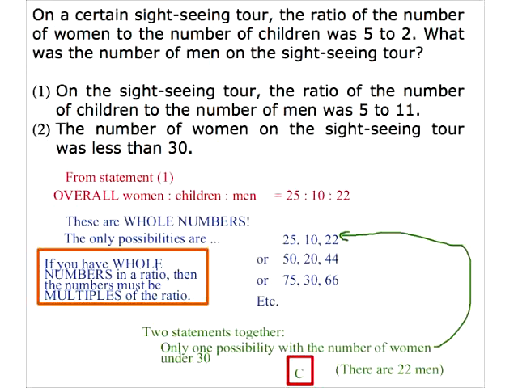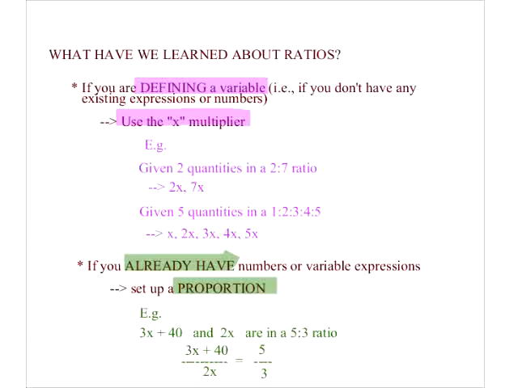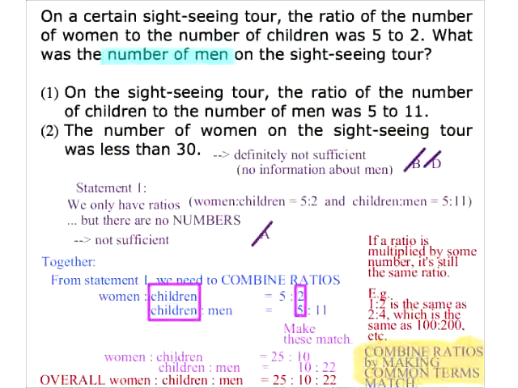Okay, we're going to shift topics a little bit. We're going to get a chance to do at least one rate-related problem, maybe two, but at least one. So what we've learned about ratios: we've learned how to combine ratios. If you're defining a variable, you should just use a multiplier. But if you already have stuff, you should put them into a proportion. And then we learned how to combine ratios. That's here. You make the common terms the same.